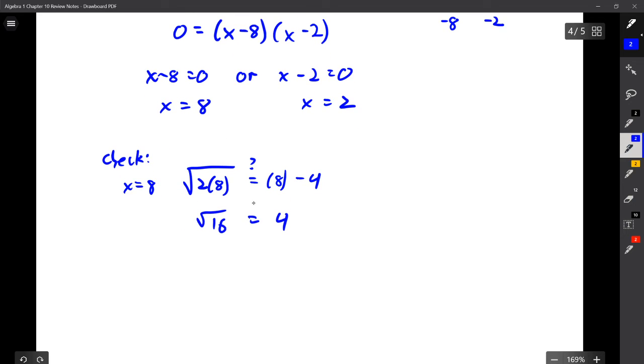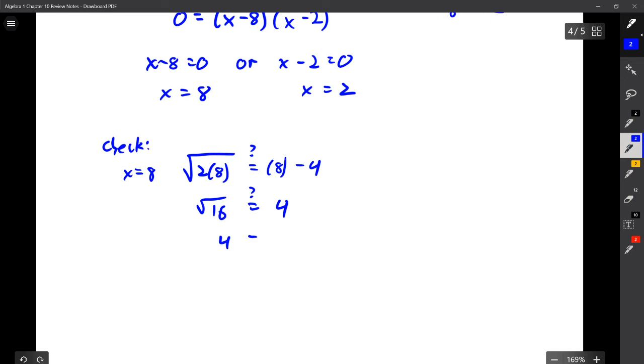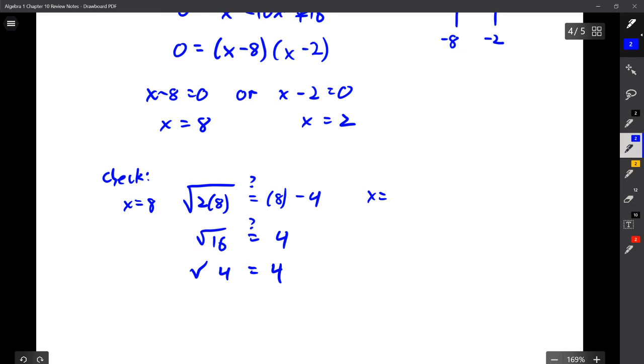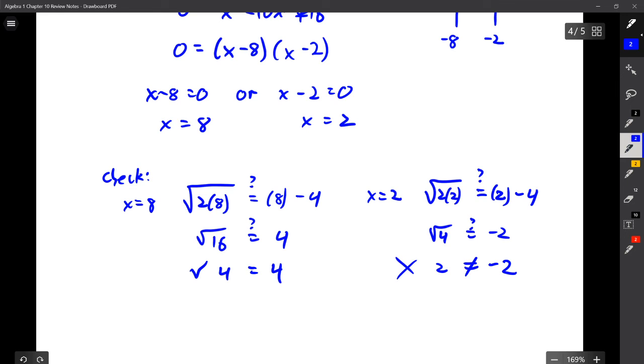These are question marks because I haven't verified yet. And yet 4 does equal 4. Cool, that one checks out. Let's check the other one, x equals 2. So here I have square root of 2 times 2 equals 2 minus 4. This is square root of 4. Does that equal, well, 2 minus 4 is negative 2. And 2 does not equal negative 2. So this one does not check out. So my one answer is when x equaled 8. That's my solution.